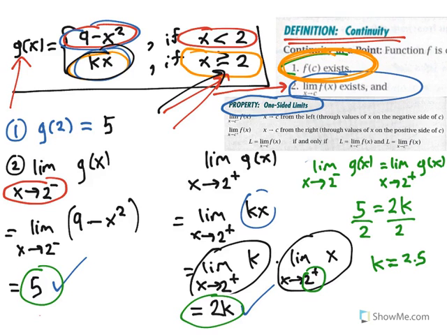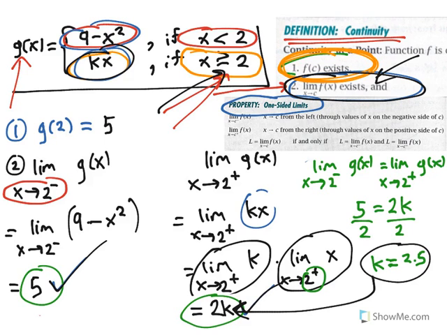So what would be the limit of the function g of x as x approaches 2? Well, it would be 5. If k is 2.5 and you substitute 2.5 for k here, 2 times 2.5 is 5. The left-sided limit at 2 would be 5, and the right-sided limit at 2 would be 5. So the two-sided limit of g of x as x approaches 2 would be 5. And the value of the function g at x equal to 2 would be 5.